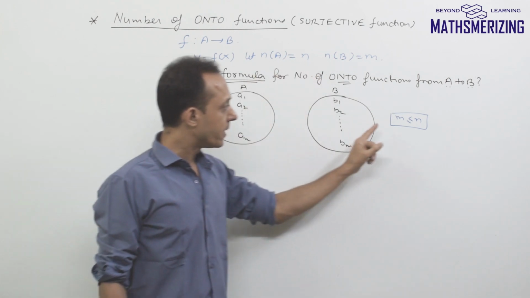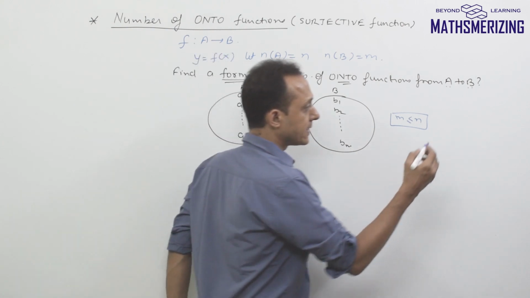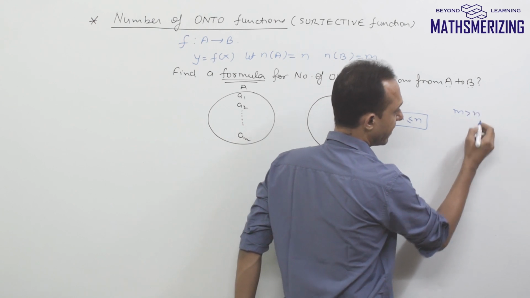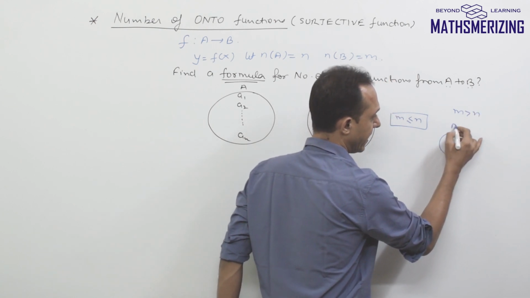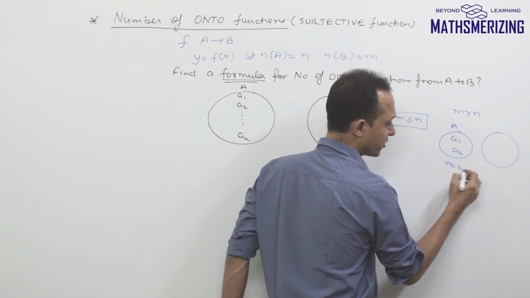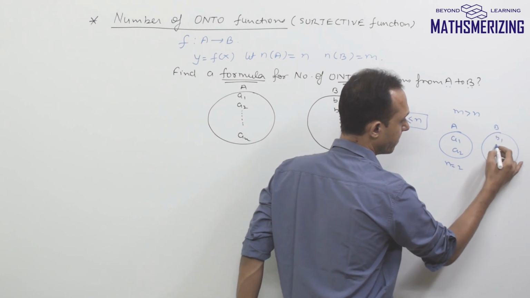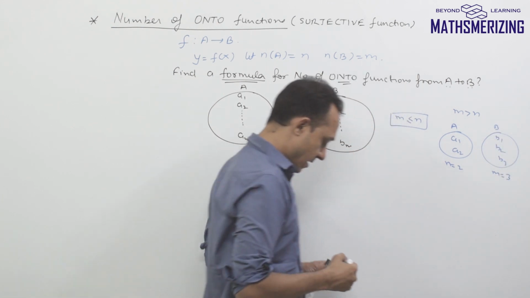And clearly this m has to be less than or equal to n. Now in case, suppose m is greater than n. Let us take an example. Say A has two elements A1 and A2, so the value of n is 2, and suppose m is 3. I'll take this as B1, B2 and B3.